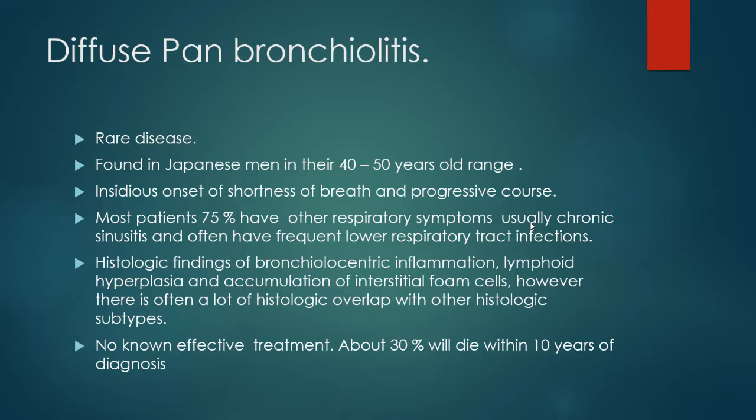The exact cause is not known. In this kind of situation, you would generally suspect that there's some rare genetic disorder or immunodeficiency kind of syndrome. The histologic findings are of bronchiolocentric inflammation and lymphoid hyperplasia around the bronchioles with formation of foam cells. As with other subtypes, there's a lot of histologic overlap.